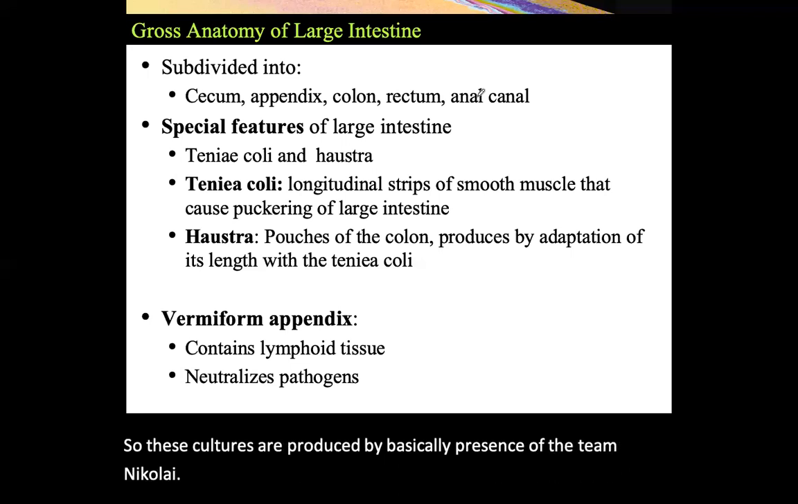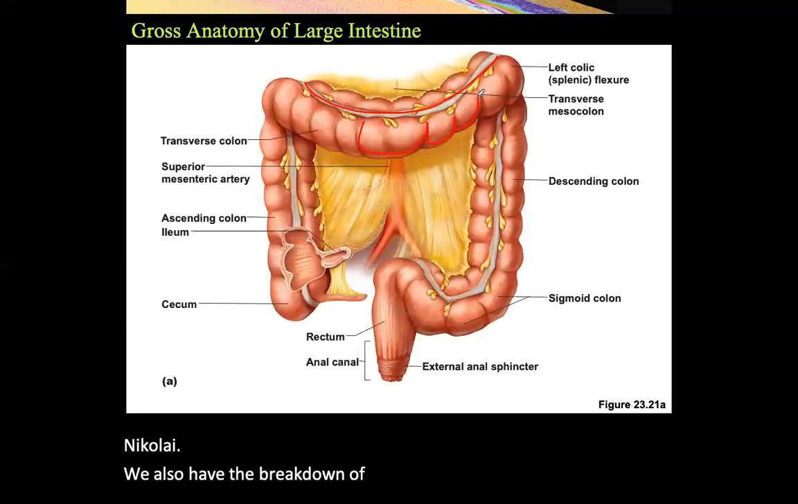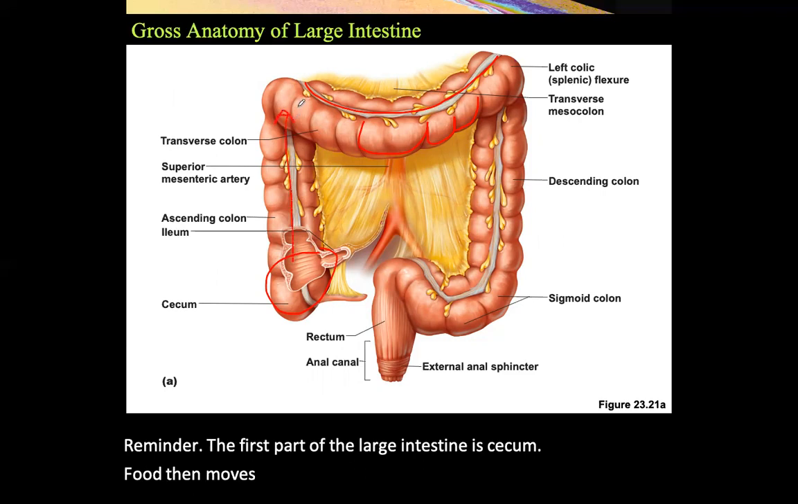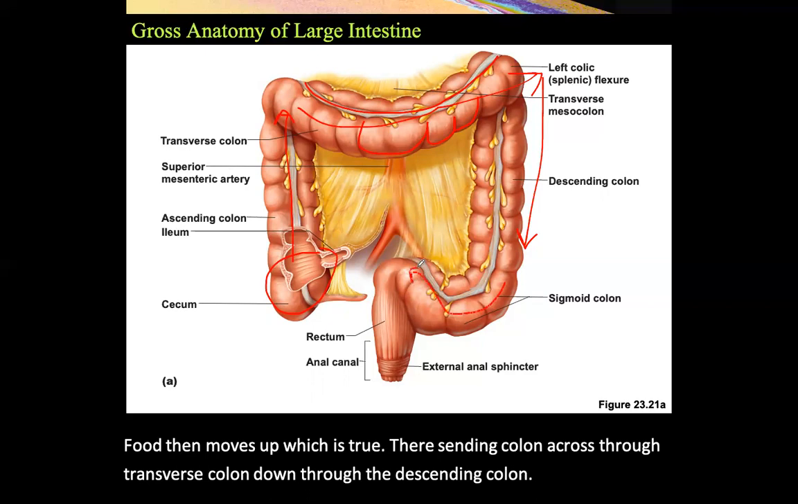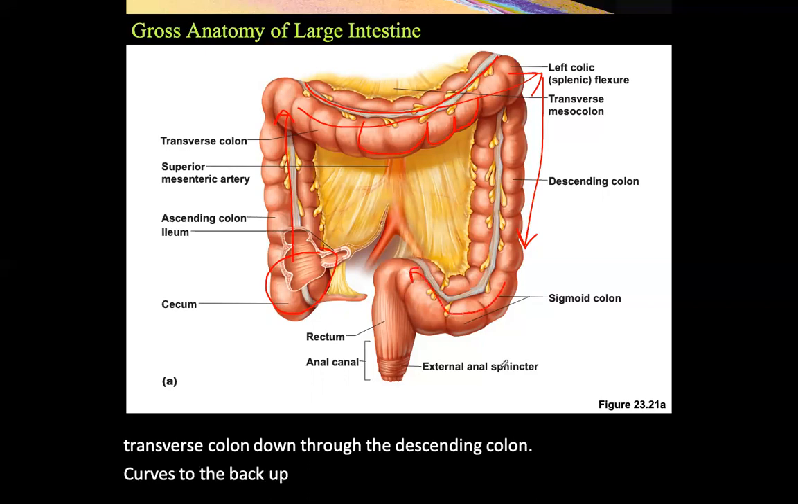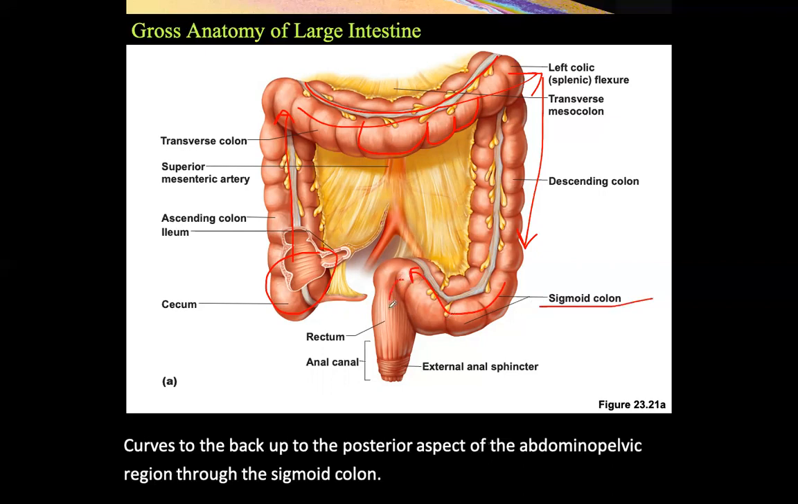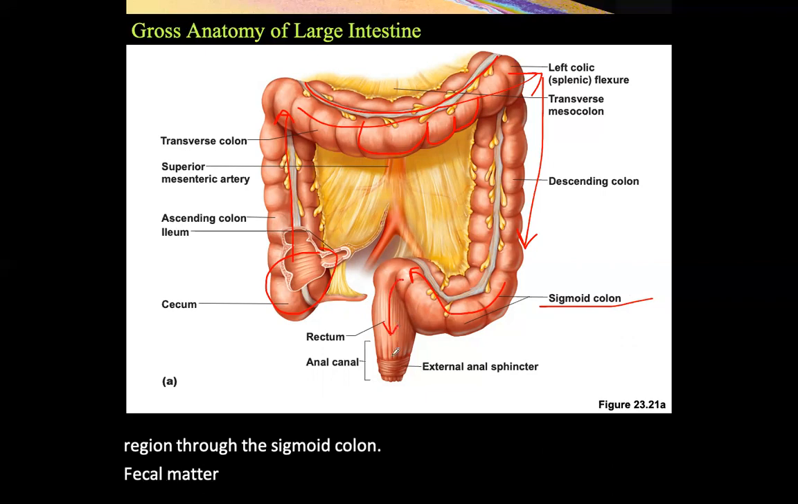We also have the breakdown of the large intestine depicted in this picture. Reminder, the first part of the large intestine is the cecum. Food then moves up through the ascending colon, across through the transverse colon, down through the descending colon, and curves to the back, to the posterior aspect of the abdominopelvic region, through the sigmoid colon. Fecal matter gets stored in the rectum and eventually exits through the anal canal and anus.